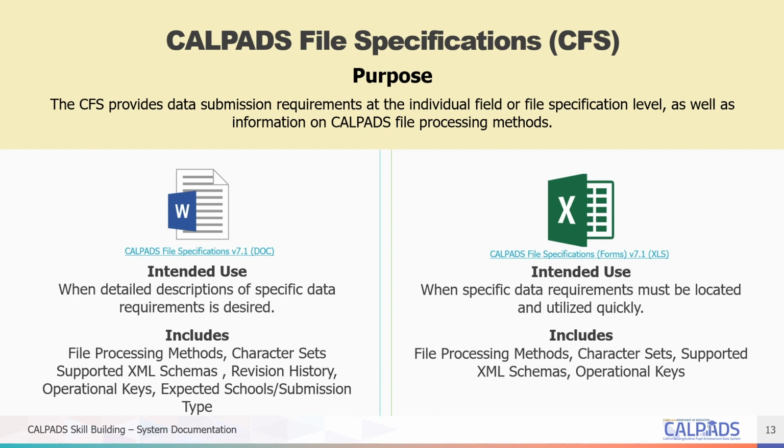Both the Microsoft Word and Microsoft Excel versions of this document contain the file processing methods, character sets, supported XML schemas, and operational keys. The Microsoft Word version contains additional information regarding the revision history and expected schools by submission type. Since the Microsoft Excel version is the most widely used and intuitive version of the CFS, let's take a look at this document and look at navigating the document in order to utilize it effectively.